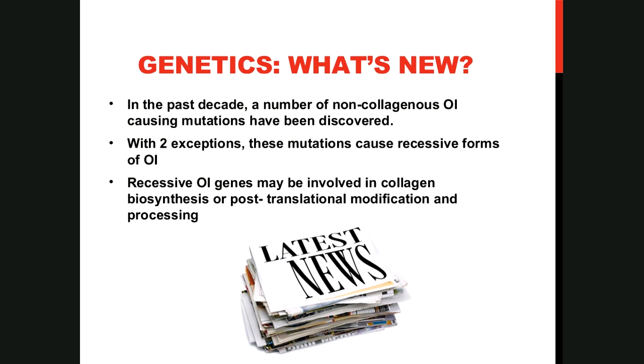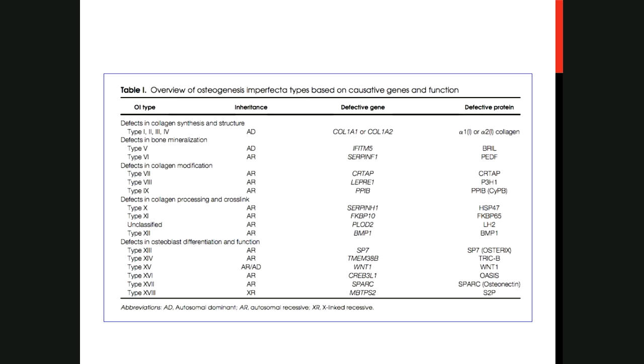Over the past about 10 to 15 years, we've seen a number of non-collagenous OI-causing mutations that have been discovered, and the vast majority of these will cause recessive forms of osteogenesis imperfecta. You can see in this table just a list of several of the genes that have been identified outside of COL1A1 and 1A2 that cause OI.